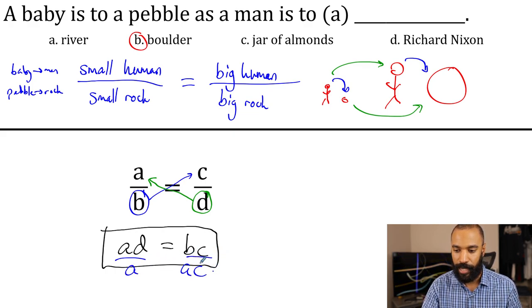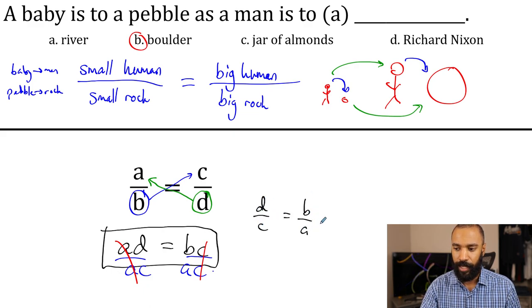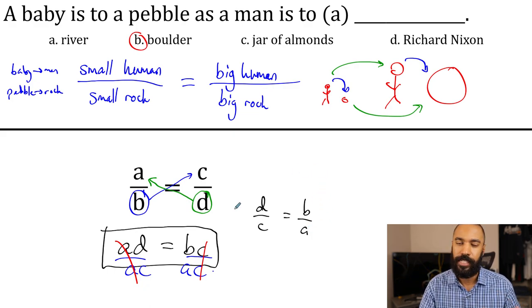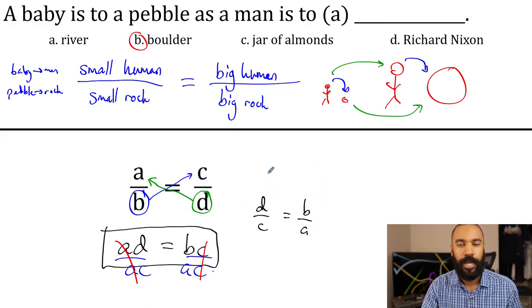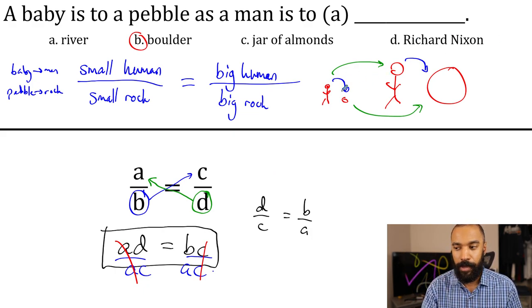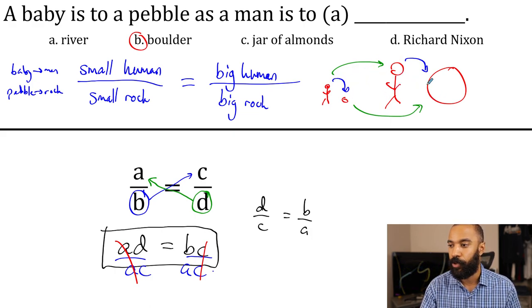By a on this side and by c on this side. So the a is divided here, the c is divided here. Now I have something that says d over c equals b over a. Suddenly, a and b are on the right side and they're flipped. d and c are on the left side and they're flipped. There are a lot of ways you can write these proportions that correspond, just like the baby man pebble boulder thing. Baby can go to man as long as pebble goes to boulder, or, excuse me, boulder can go to man as long as pebble goes to baby.